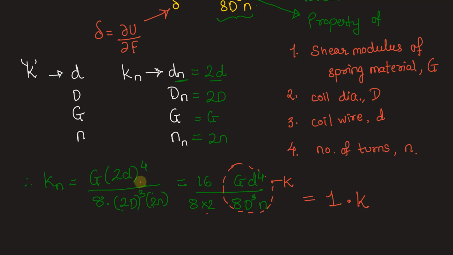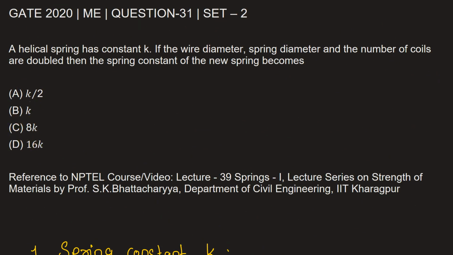So actually the wire diameter, coil diameter and number of turns are all doubled, and resulting from the formula we see that the spring constant does not change in this case. Hence our answer here is option B, that is K.